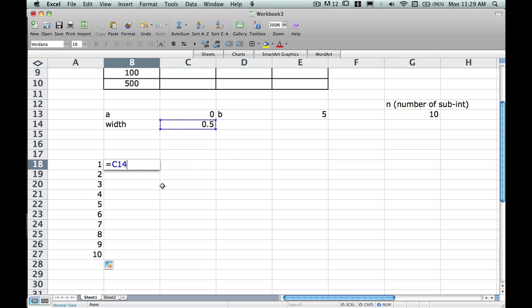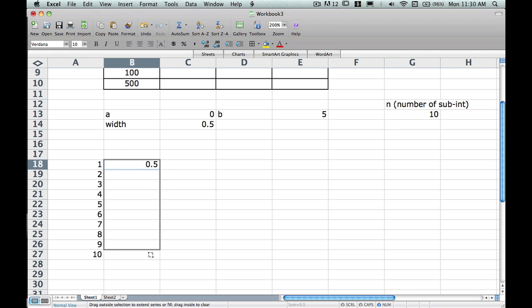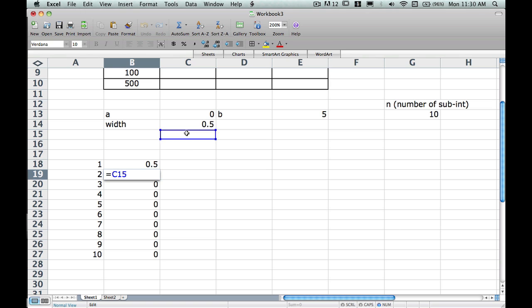So this number is the one I want, and that way if I changed the number of subintervals to 20, then the width changes accordingly. So I'm going to start with 10. But what I want to do is drag this down and apply it. But I've created it as a formula referring to another cell. And when I drag it down, it refers to C15 instead of C14. So it is all relative to the first cell.